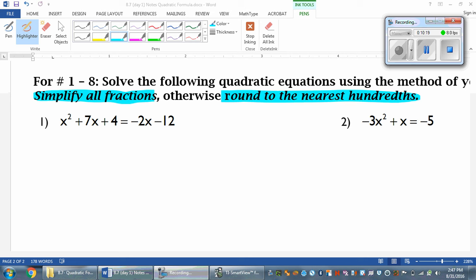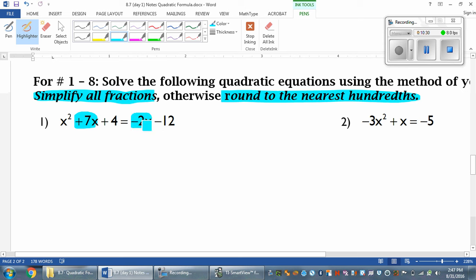All right, so let's go ahead and continue with number one. The first thing, no matter what, you should always ask yourself if you have a linear term. And you actually have two linear terms. I see a 7x and a negative 2x. So I'm going to go ahead and try to factor. If I can factor, awesome, because I'll be a lot quicker. If not, I'm going to go straight to the quadratic formula.